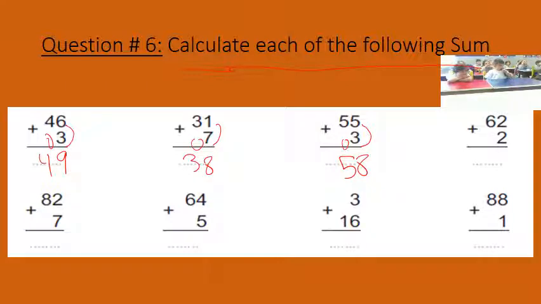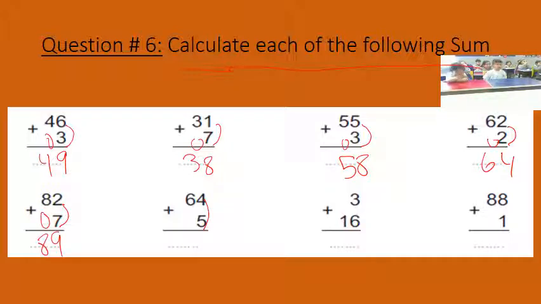58. Good job. 2 plus 2? 4. 6 plus 0? 6. What is the answer? 64. Good job. 2 plus 7, 7 in your head. 7. 8. Good job. 8 plus 0. 8. What is the answer?